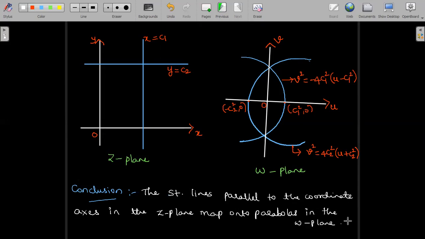So in simple terms, we have concluded both the straight lines. We saw that both the straight lines are mapping onto parabolas in the w plane. Both are straight lines that we have taken in the z plane, and both of them are mapping onto parabolas in the w plane, and that is the conclusion for the given curve w is equal to z square.